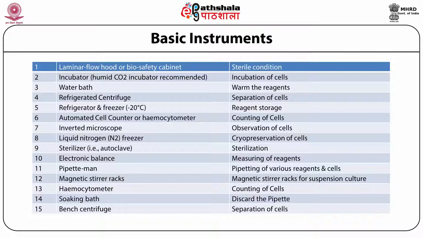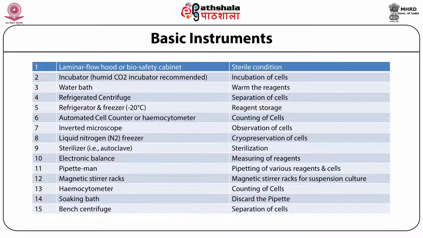Another instrument, the water bath, is required for warming the reagent. A refrigerator is used to store some reagents, and a minus 20 refrigerator is required to store those reagents which need storage at minus 20 degrees. A cell counter: sometimes you need to count the cells before the passage or before separating into flasks, then you require the cell counter. Inverted microscope is also required for observation of the cells to check for contamination in the cell.